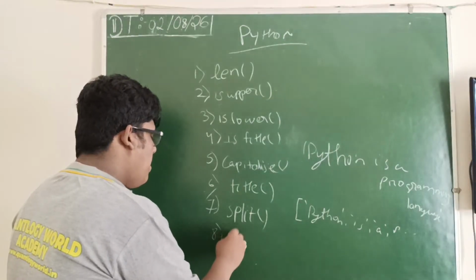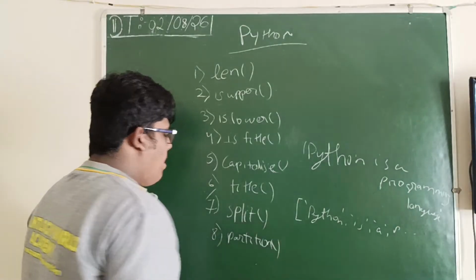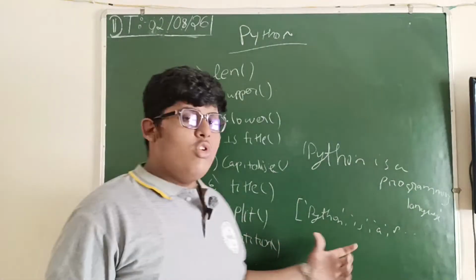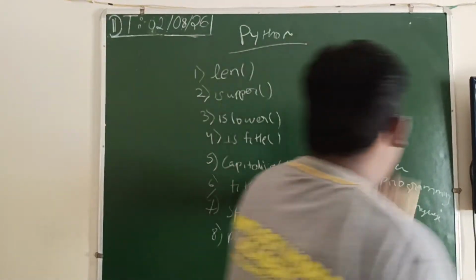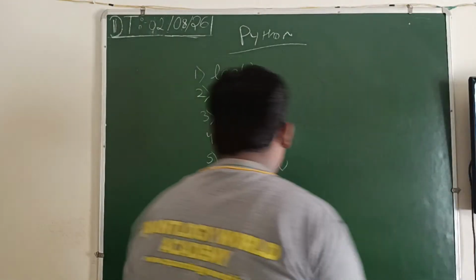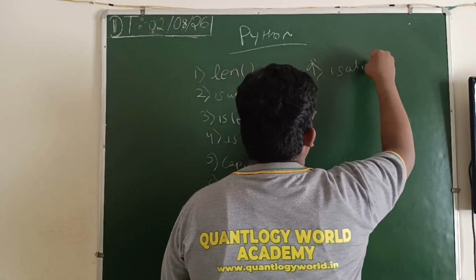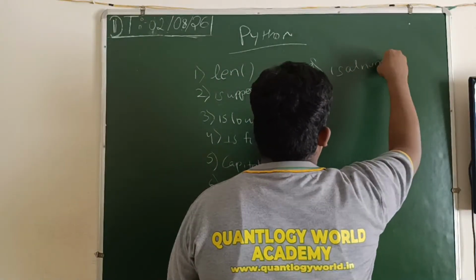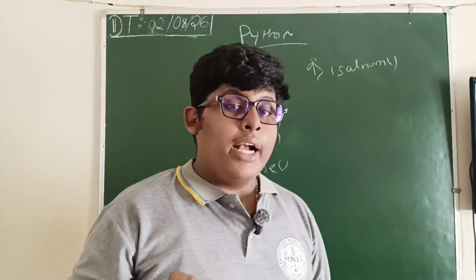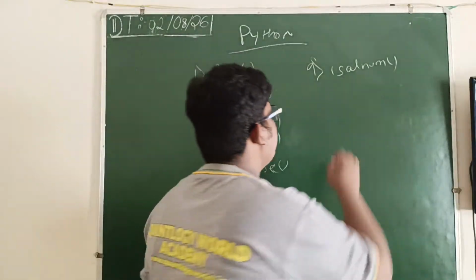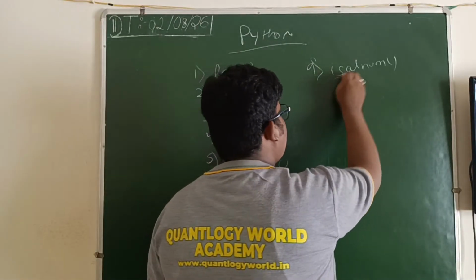Next is partition. Split converts the string into a list, partition will convert it into a tuple. Isalnum will check whether the string contains both numeric data and string data or not, and it will also return the result in true or false, as it is an is function.